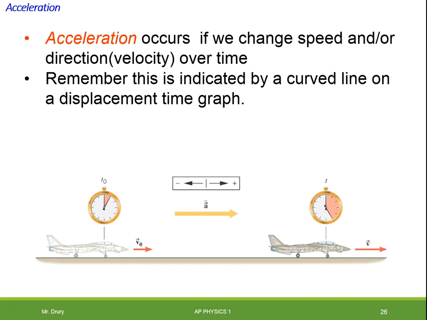Remember, this is indicated by a curved line in a displacement time graph. And I'll show you more about that later. The reason it's curved is because you're covering more and more distance every unit of time because you're going faster and faster.